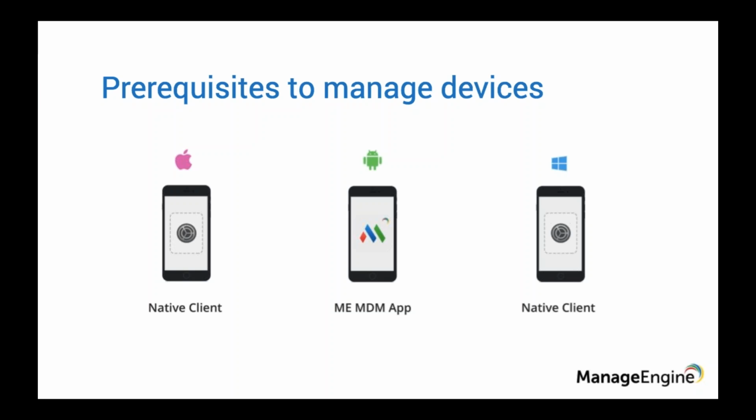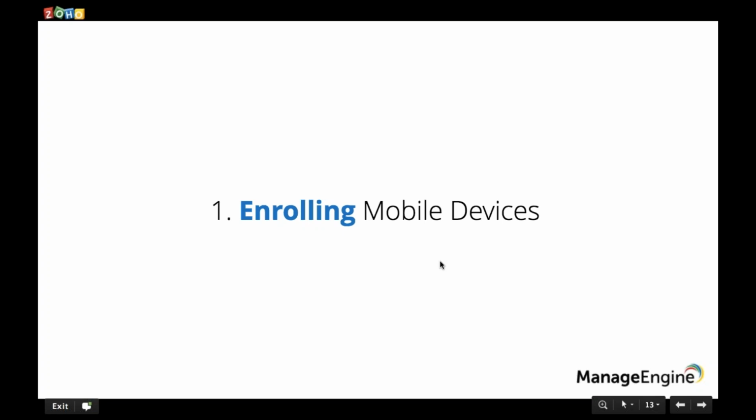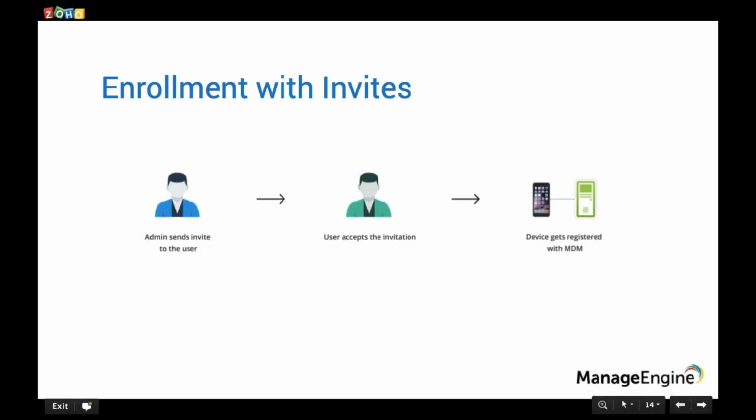But before we can start managing these devices, we need to bring these devices under our management. That is nothing but enrolling mobile devices. So let's say my organization has a few mobile devices running on iOS and Android, which need to be managed. The first thing that I have to do is enroll these mobile devices. The simplest way of doing that is the enrollment with invites method. In this method, the IT administrator sends out an invite to the users, who then accept this invite and complete the enrollment process. Once the enrollment process is completed, the device gets registered with MDM.